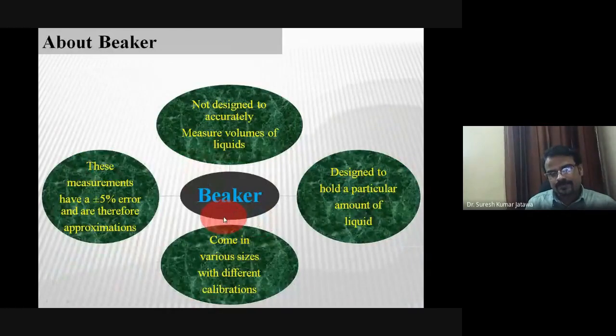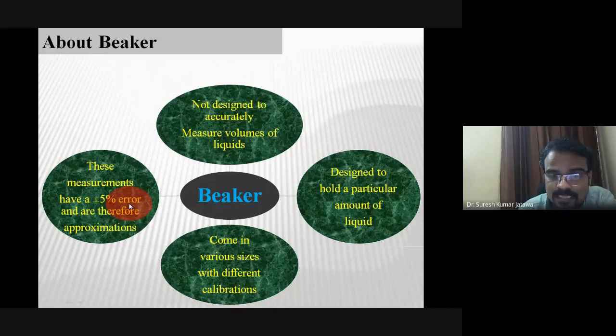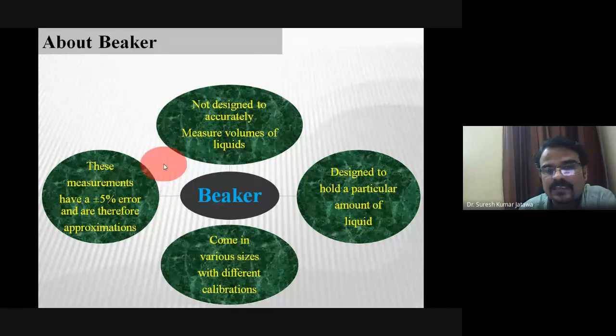So what is a beaker? A beaker is not designed to accurately measure the volume of liquid. You always remember, it is only designed to hold a particular amount of liquid. It comes in various sizes with different calibrations. So you never use beakers to measure any liquid. If you measure any liquid, solvent or solid with the help of a beaker, the measurement has a plus minus 5% error. It means it is approximate, not accurate. So please do not use a beaker for measuring any chemical.